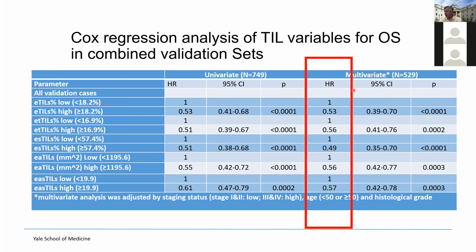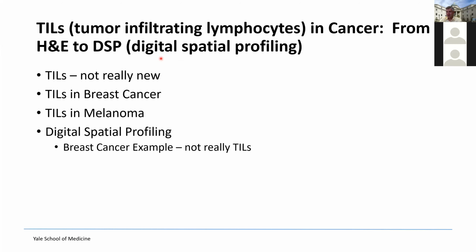But interestingly, all of them are significant in multivariate analysis in the validation set, which was a combined set that combined the low stage patients from Yale and Karolinska cohorts. And this has actually been accepted for publication. Balazs is a communicating author, and I think we'll see it in about 2 or 3 weeks. And then you can take a more careful look at this data. But for the sake of this talk, let's move on and talk about TILs and melanoma.